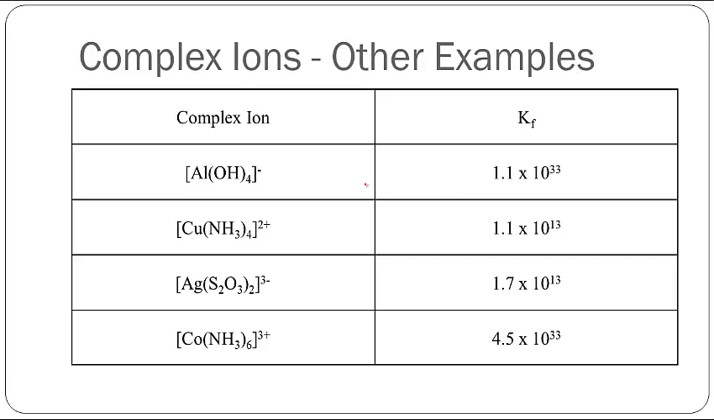So if you look at the Kfs, we have 10 to the 33rd. So in terms of thermodynamic favorability, what does that mean? Very, very favorable, right? So these complex ions form. Again, if we think about the central atom, Al3+, very small, high amount of positive charge. Copper, silver, and cobalt are transition metals. So they can form nice, stable complex ions.